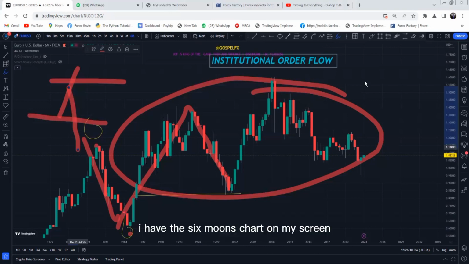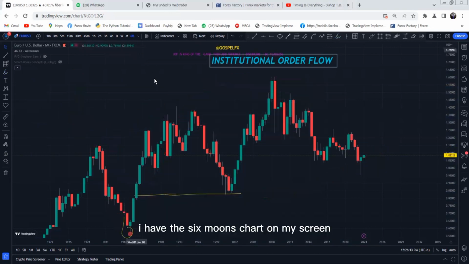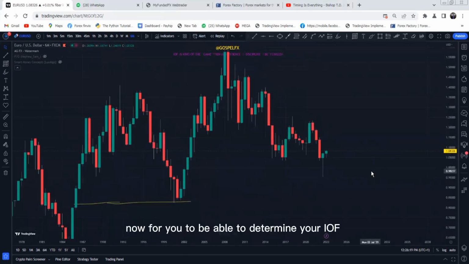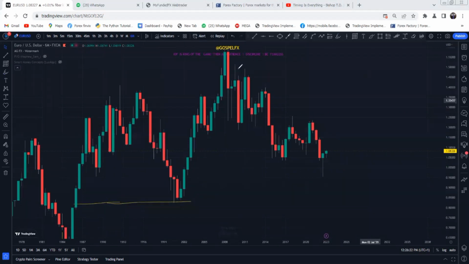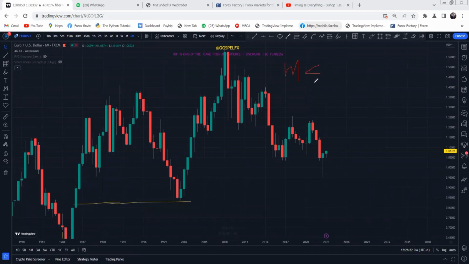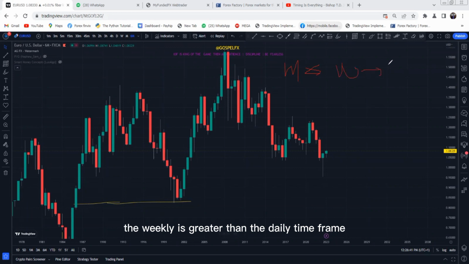Now, I have the 6 months chart on my screen, that's EUR/USD. Now, why did I pull out this chart? For you to be able to determine your institutional order flow, you need to first of all start from a higher time frame. I look at the monthly. When I look at the monthly, I know that the monthly is greater than the weekly. The weekly is greater than the daily time frame, and then the daily is greater than 4 hour, and then just like that, 4 hour is greater than 1 hour time frame, right down to the seconds time frame.